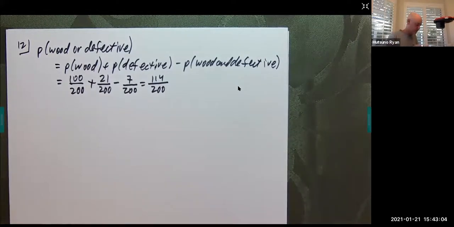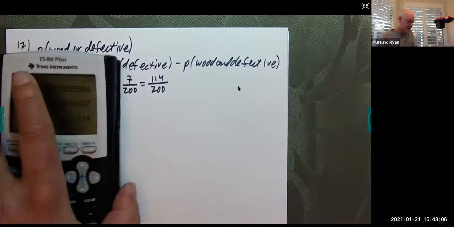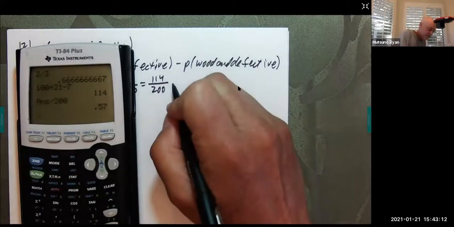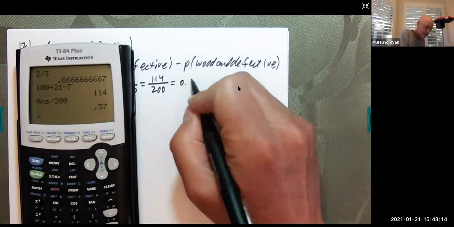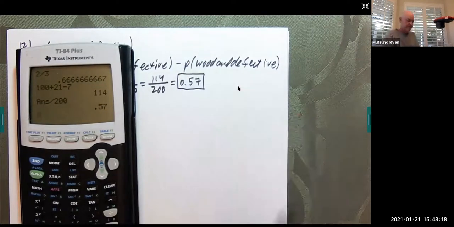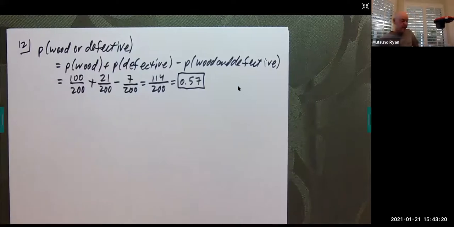And let's get a decimal approximation with that. Divided by 200. So 57% chance that if you randomly select one, you get either a wood one or defective or both, is how we would read that. Number 13 is going to follow the same type pattern.